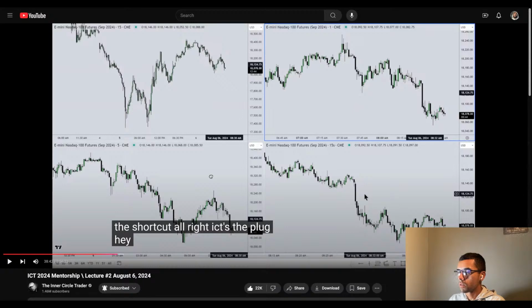understand the structure. Or the opening gap.